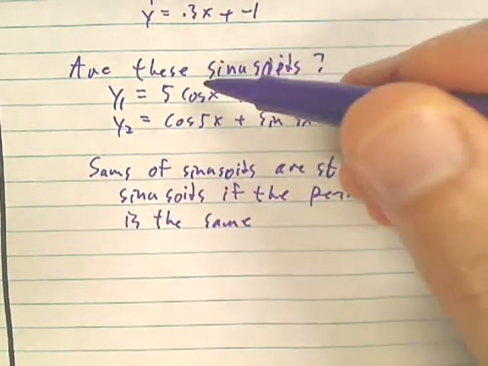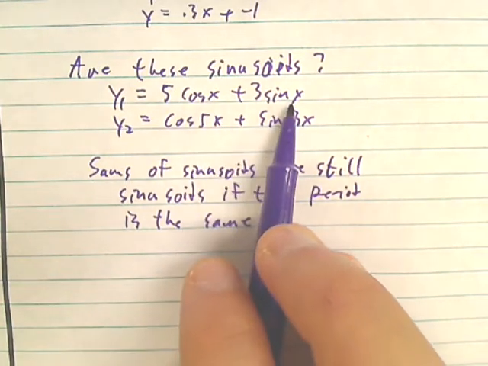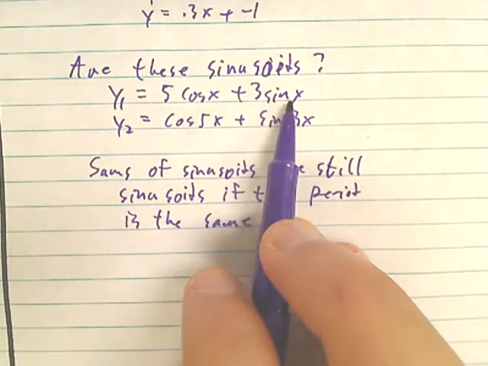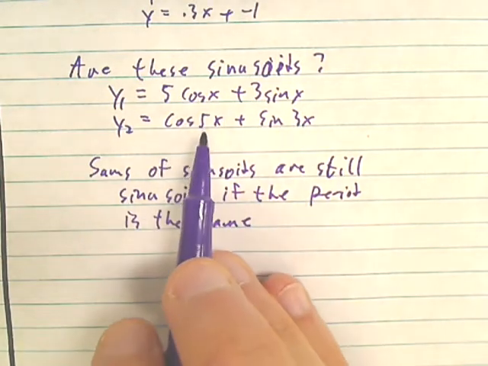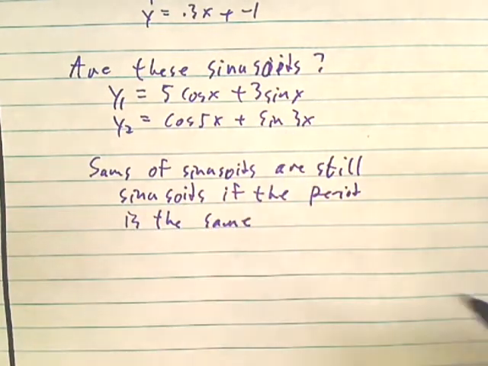So is the period the same for both of these? Well, the coefficient is b. Here it's the same: 2 pi over 1 and 2 pi over 1, that's the same thing. Here, the periods 2 pi over 5 and 2 pi over 3 are going to be different. So y1 will be a sinusoid and y2 will not.